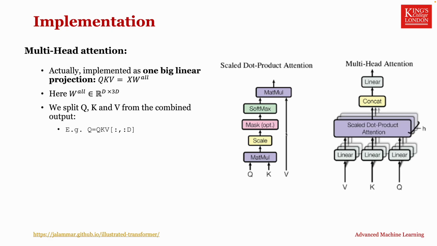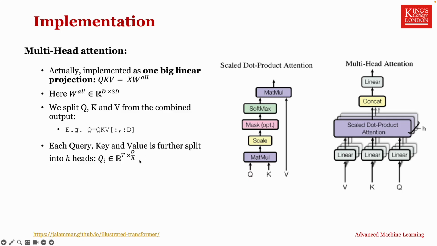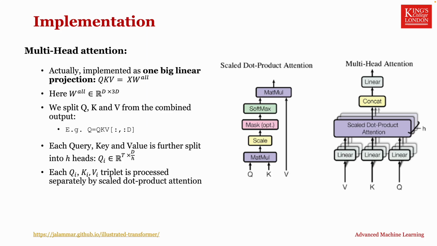Then for the multi-head self-attention, we need to split our query, key and values from their combined input or output from the previous layer, such that subsequently each query, key and value is split into these H heads, where the token length within each head is d over h. These are separately processed by scaled dot-product operations, and then the output of all of this is concatenated back together before the linear layer.